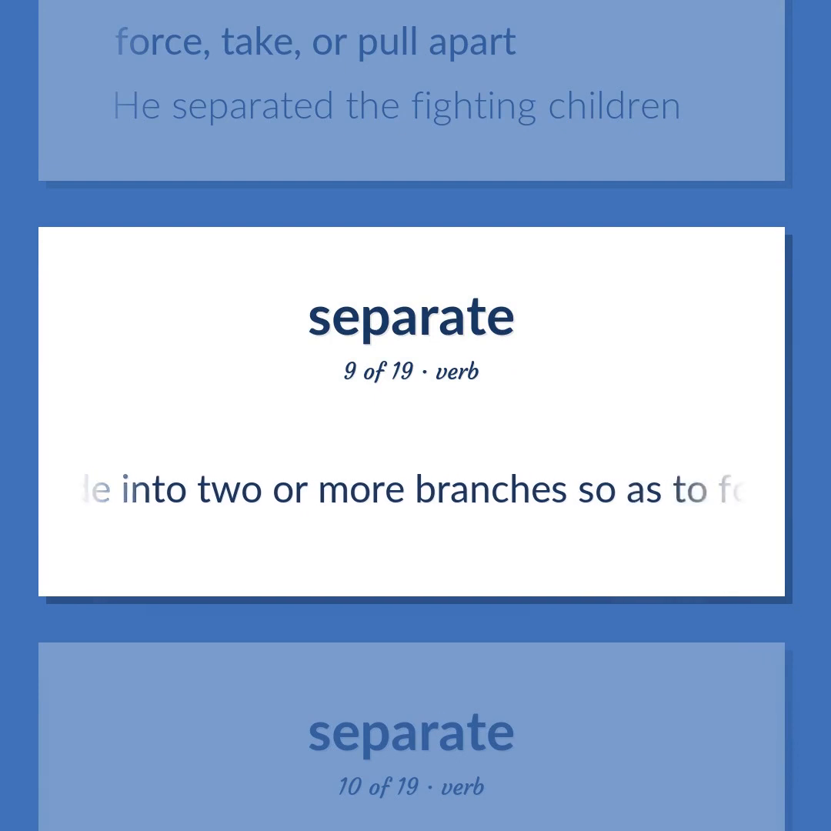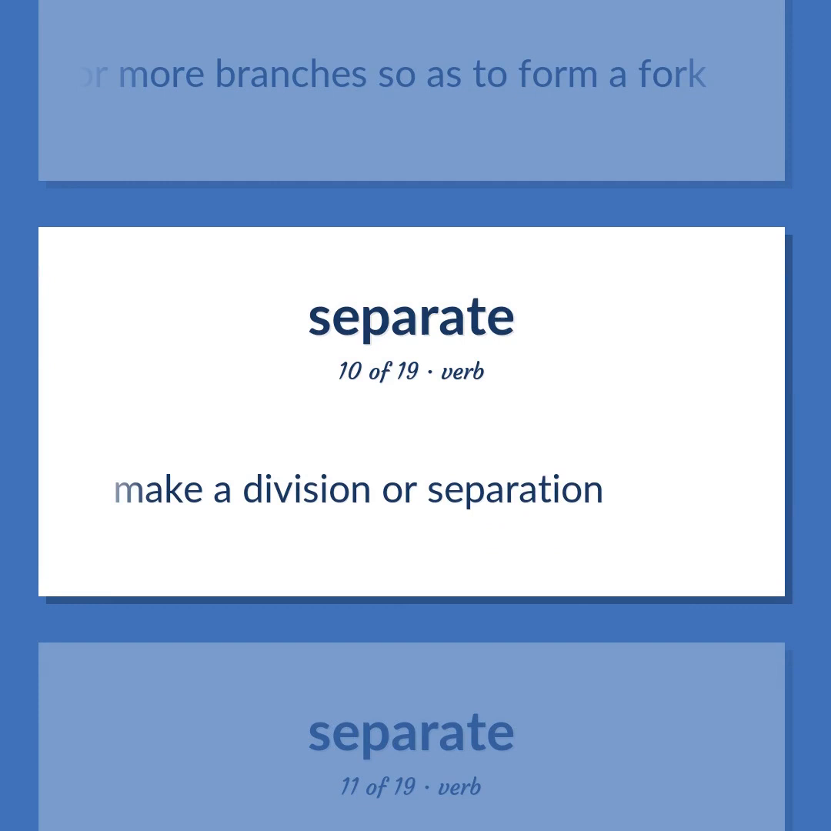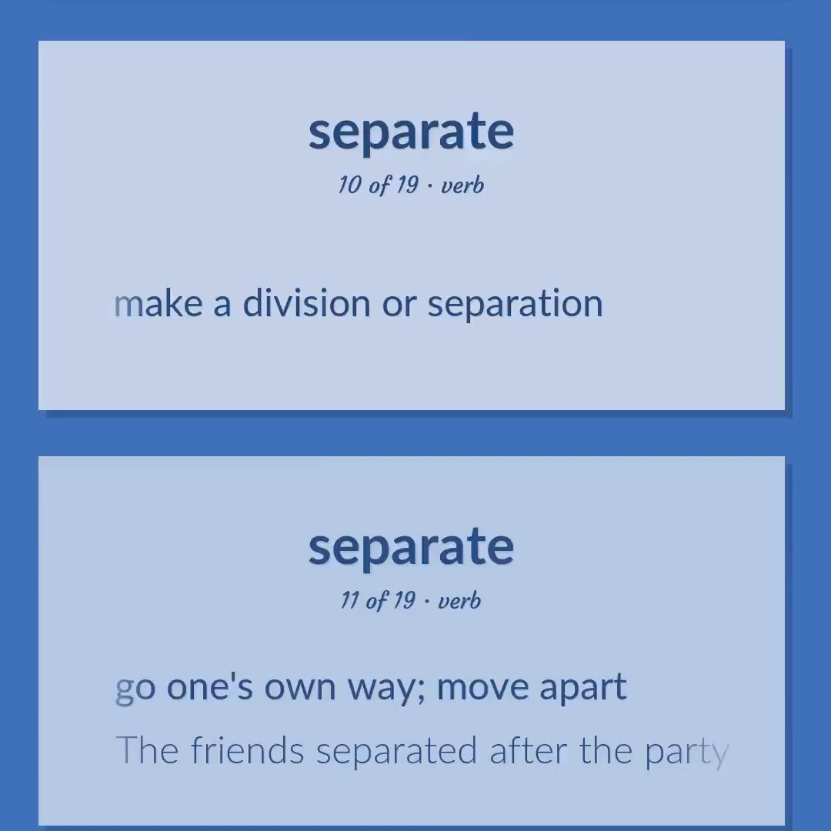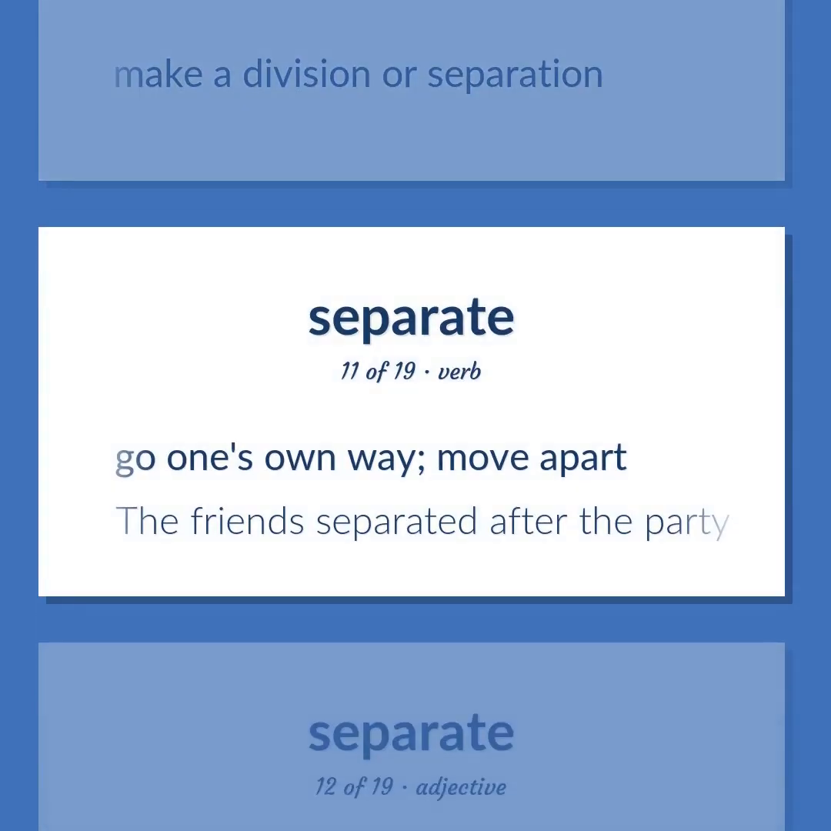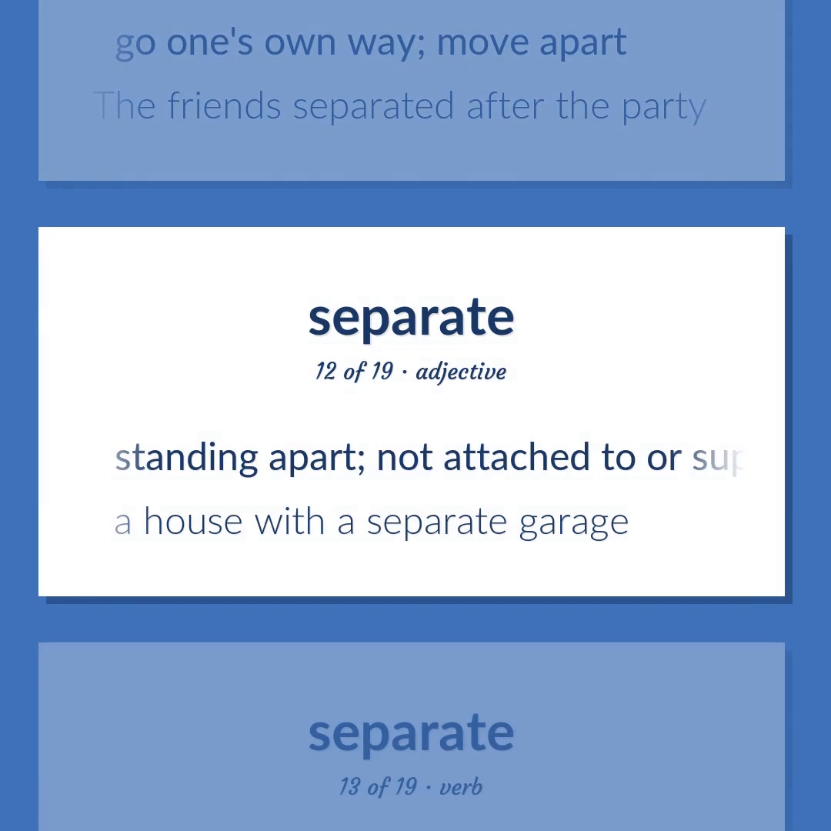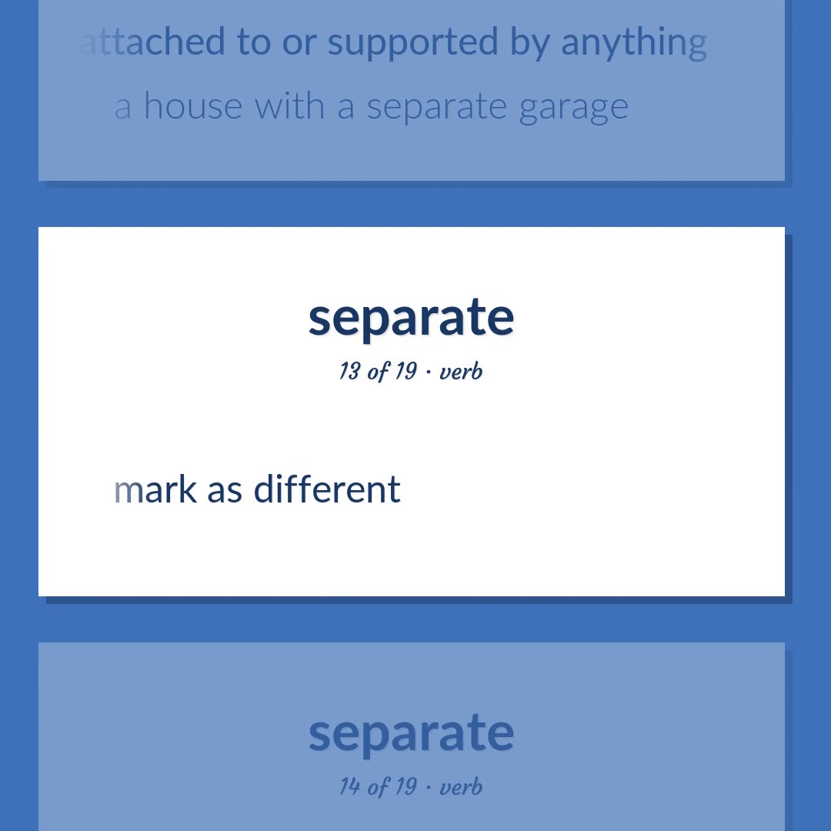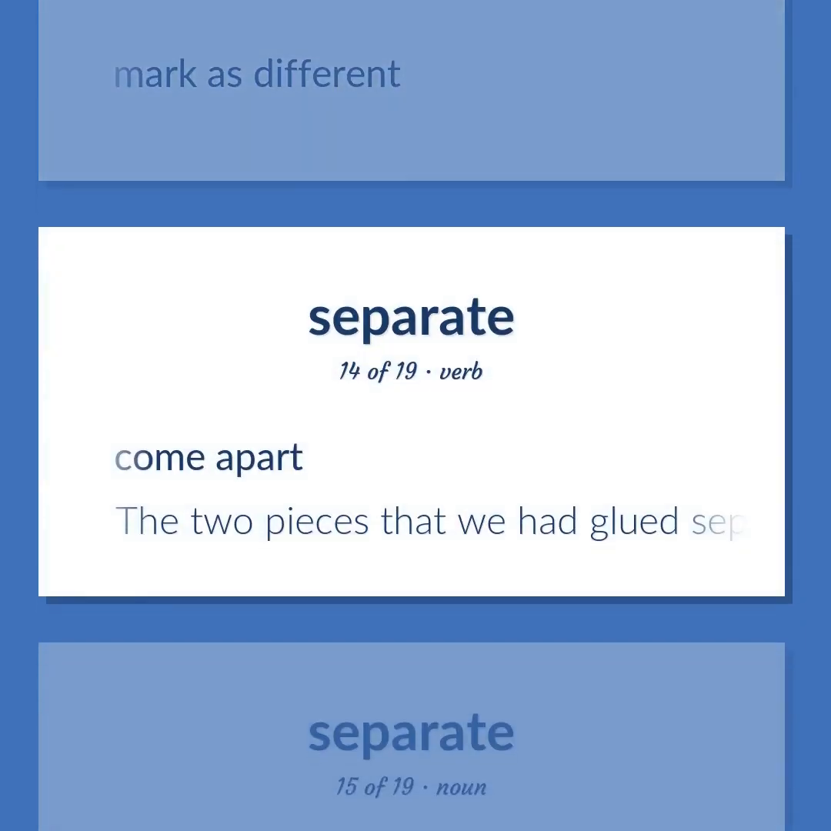Divide into two or more branches so as to form a fork. Make a division or separation. Go one's own way; move apart. The friends separated after the party. Standing apart; not attached to or supported by anything. A house with a separate garage. Mark as different. Come apart. The two pieces that we had glued separated.